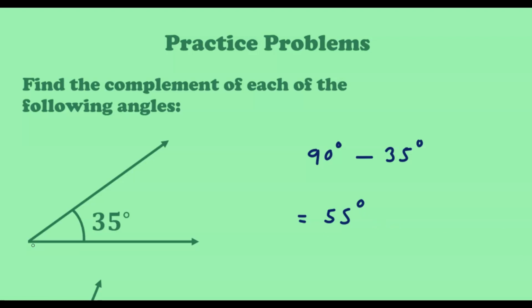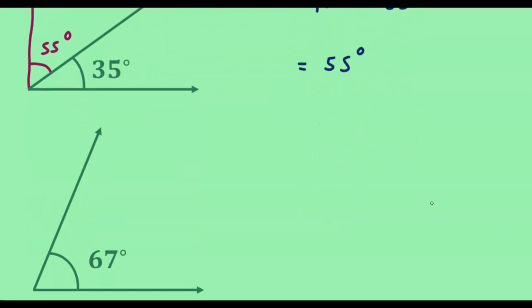So what does this mean? So we have a 35-degree angle, and if we draw a line like this, then this angle over here will be 55 degrees, and we can see that these two angles together will form a 90-degree angle. So this is what we get. So let us move on to the next problem.